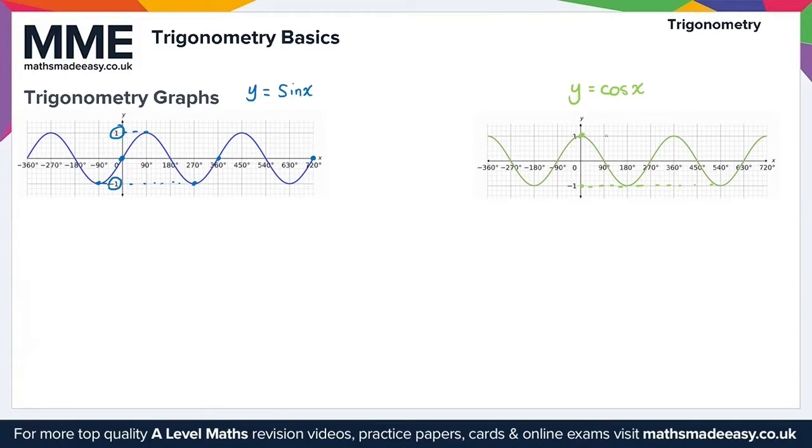We have this maximum at 1 here. We can see we also have a maximum again at 360 degrees, 720 degrees, and -360 degrees. So like we just said there, it's periodic about 360 degrees.